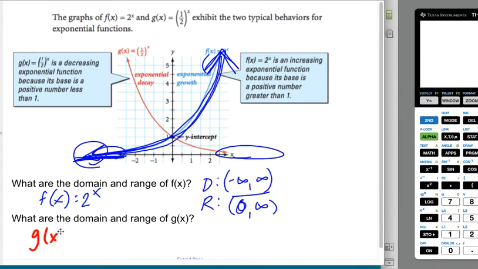For g of x, you'll see that the same thing happens. It just kind of happens in the opposite order. You'll see that this goes left and right forever.